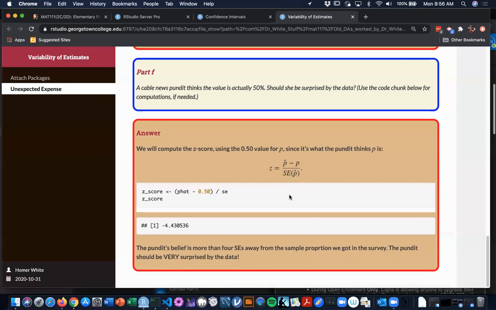And so we're going to see this theme a lot in future chapters, using something like a z-score to compare what we get in the data with an opinion that someone might have before they see data. And that can help the person who has that opinion decide whether they need to revise their opinion based on the data.